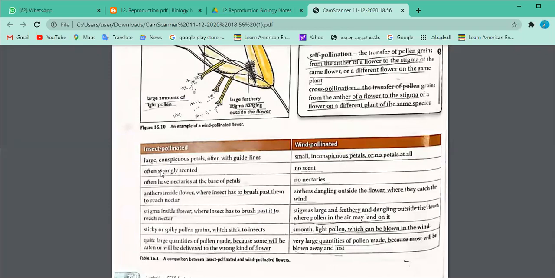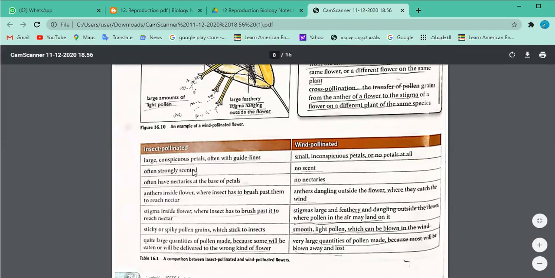So you could see here the insect pollinated flowers basically have large conspicuous petals, often with guidelines. You remember they are conspicuous, very prominent, very colored. But the wind pollinated flowers are small. They are not that big, not conspicuous, not that colored or attractive, right? And sometimes they do not have petals at all. Petals may not be there. Insect pollinated flowers are strongly scented. As you mentioned, this is another point you must keep in mind.